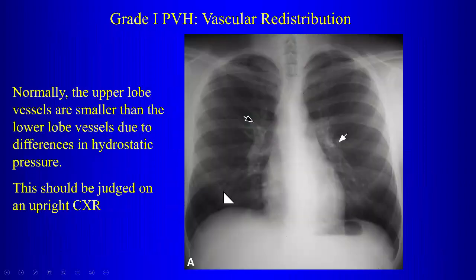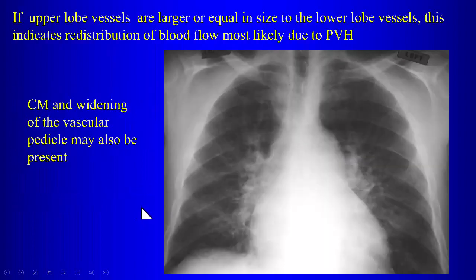So normally, the vessels in the lower lungs are somewhat more prominent than the vessels within the upper lungs. That's just because of, and this should be judged on an upright chest radiograph, that gravitational gradient. When we start to get prominence of the upper lobe vessels, especially the pulmonary veins here within the upper lobes, then that's a sign of grade 1 pulmonary venous hypertension or vascular redistribution.